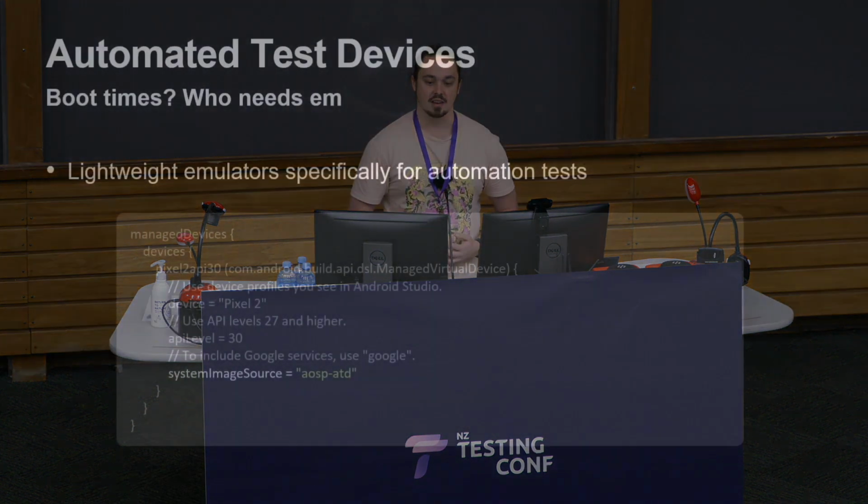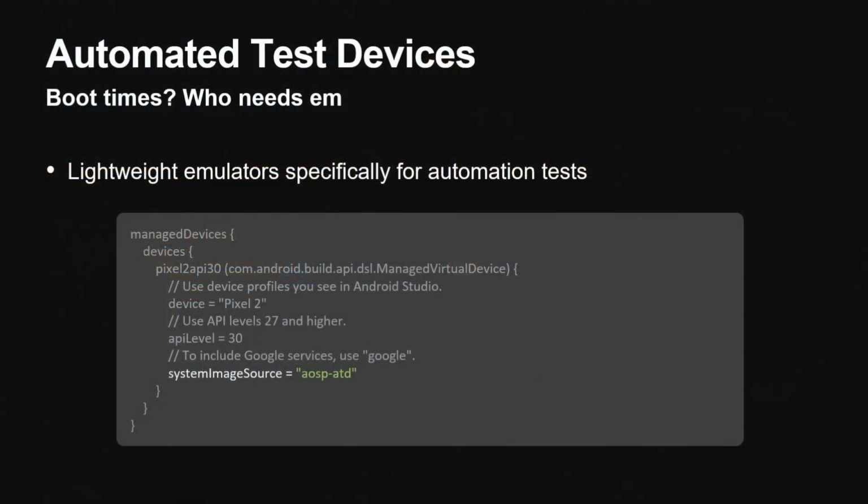But one of the other things that the Android development team were really keen to focus on is allowing you to get more bang for your buck with your tests. And one of the things that is going to help do that is lighter weight and faster emulators. And that's where automated test devices come in. These are lightweight emulators that are specifically built for automation tests. They do this by stripping out a bunch of different system services that you don't normally need, so things like wallpaper managers and, I guess, Wi-Fi drivers and things like that.